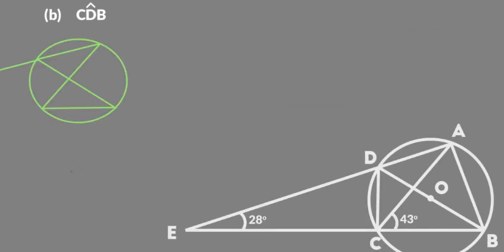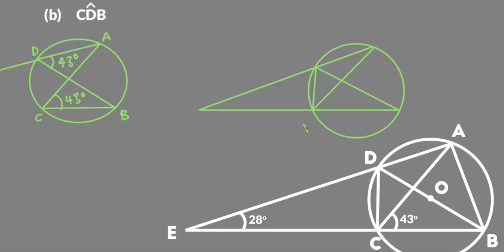Next, we're going to be calculating the angle CDB. If we look in our diagram, we've been given something like this. Not all the lines have been shown here. I've removed some because I want us to focus on a certain part of our diagram. The angle at C is 43, and because it's in the same segment as the angle at D, this angle here is also going to be 43 degrees.